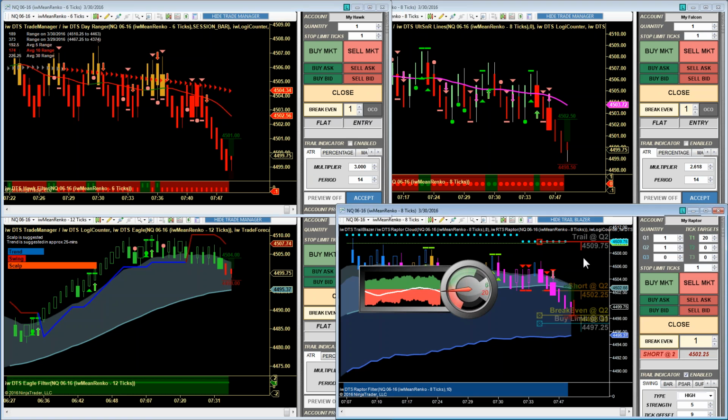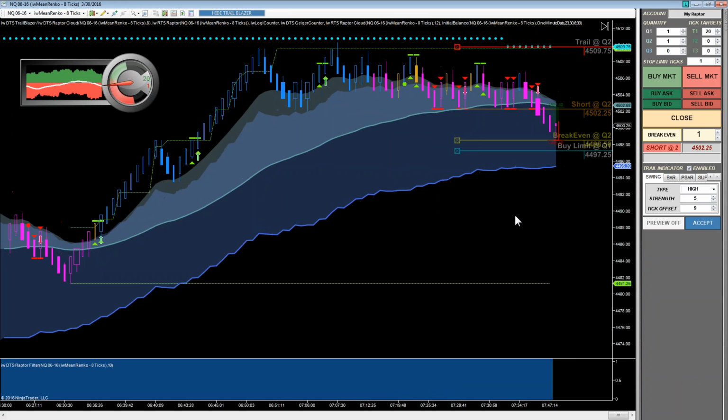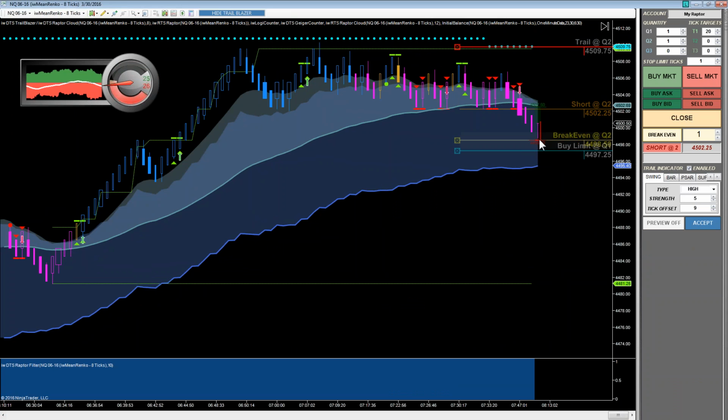Here we're also short on the Raptor. We had a comparable signal here on the Raptor as well as the Falcon. We could be short on the Falcon also. And you can see we're just hovering above our break-even trigger. So if we hit the break-even, you're going to see the stops go from here to our break-even.